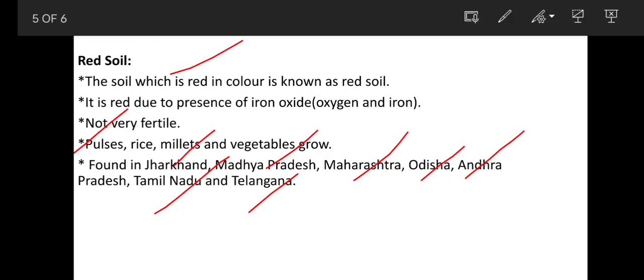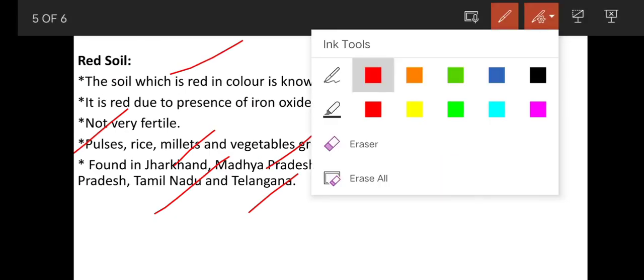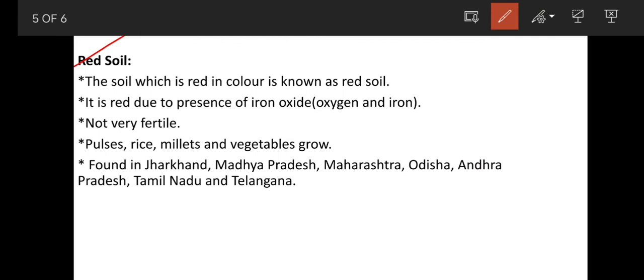Also, we have discussed red soil. Red soil, what do you mean by red soil? The soil which is red in color is known as red soil. Why is it red? Due to the presence of iron oxide. It means in red soil we will find the compounds of oxygen and iron. Oxygen and iron combine together and form iron oxide.